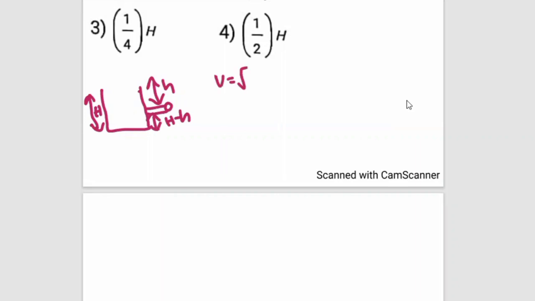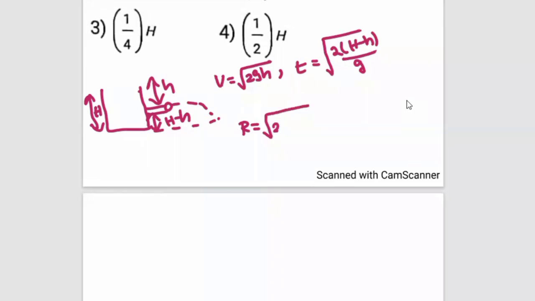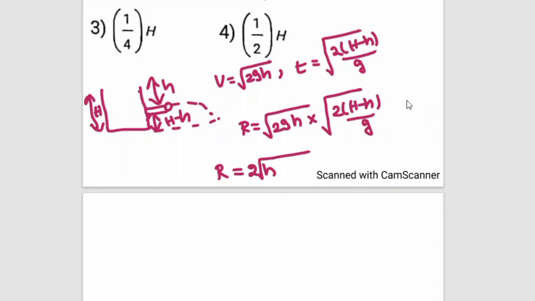We know velocity v is equal to square root of 2 into g into the height above the orifice, which we consider square root of 2g(H minus h). Then time taken t is equal to square root of 2 into h divided by g, with the height below the orifice considered for the time taken. Then horizontal range r is velocity into time taken, square root of 2g(H minus h) into square root of 2h divided by g. Then g gets cancelled, and we are going to get 2 into square root of h into (H minus h).